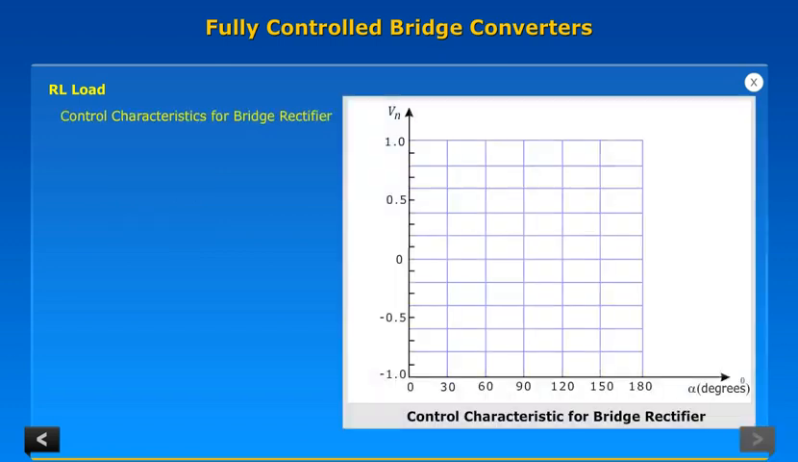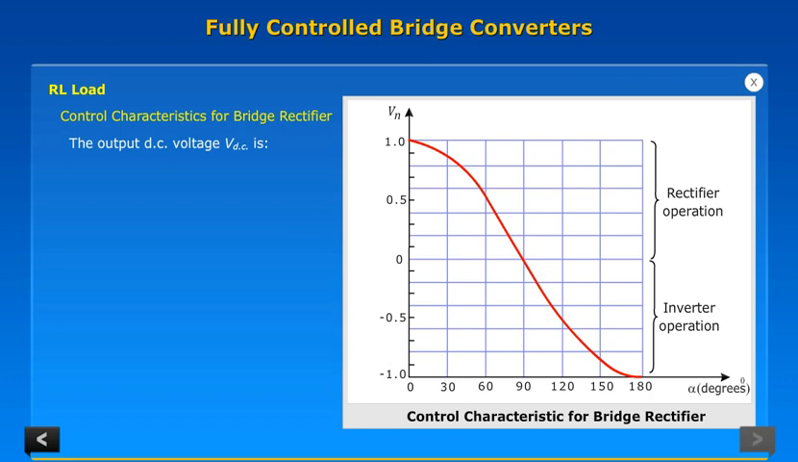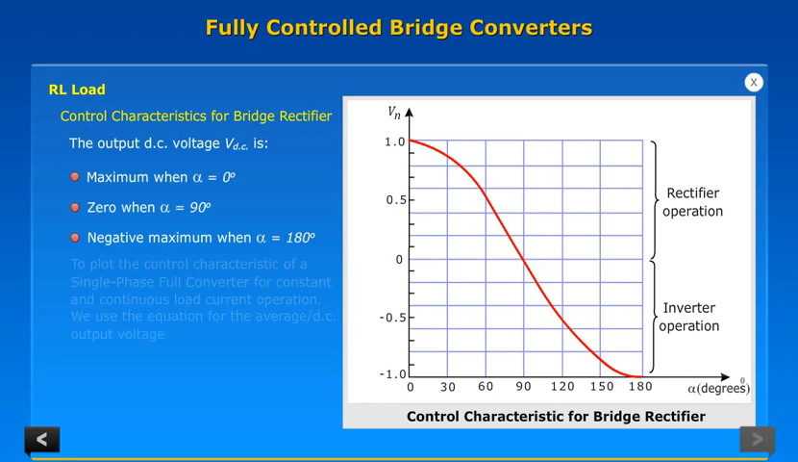Control characteristics for bridge rectifier. The output DC voltage VDC is maximum when α = 0 degrees, 0 when α = 90 degrees, and negative maximum when α = 180 degrees.